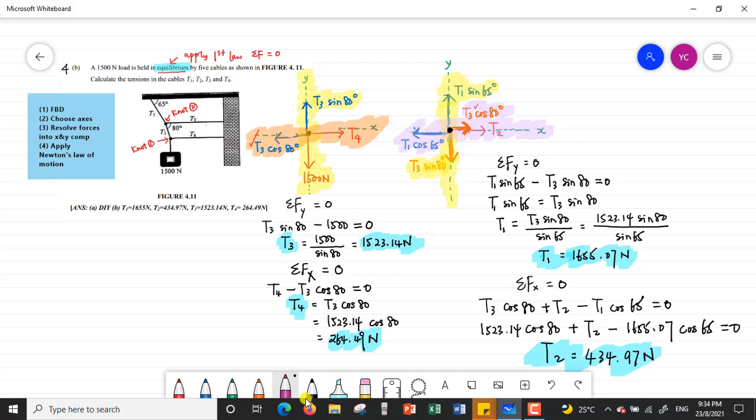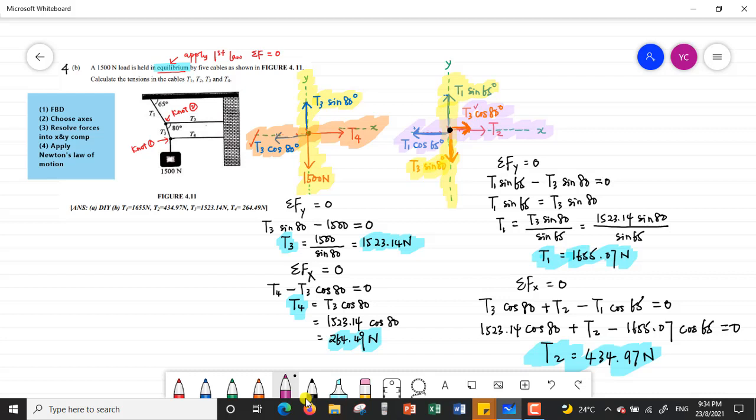So soalan ni mengikut keywords dia equilibrium. So equilibrium means the force is balanced. So saya akan apply Newton first law. Summation force equal to 0. Okay, boleh? So you might try to apply Newton first law ni, ikut step ni.